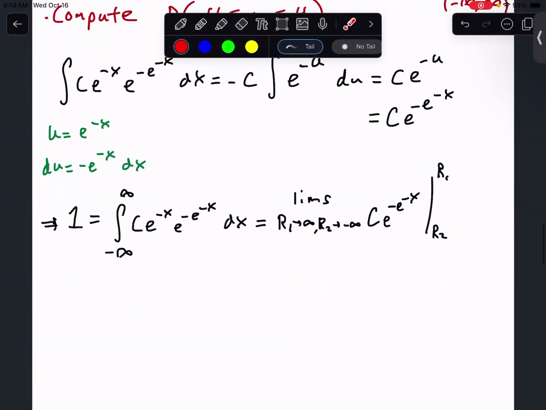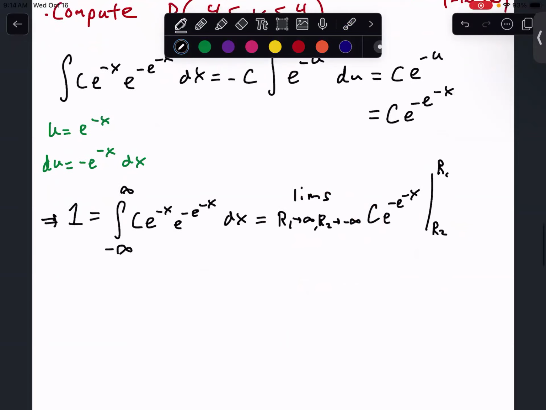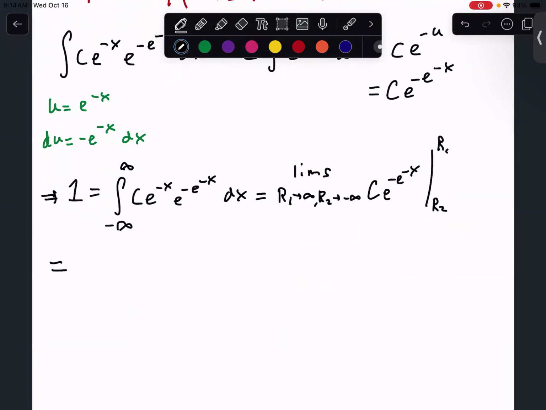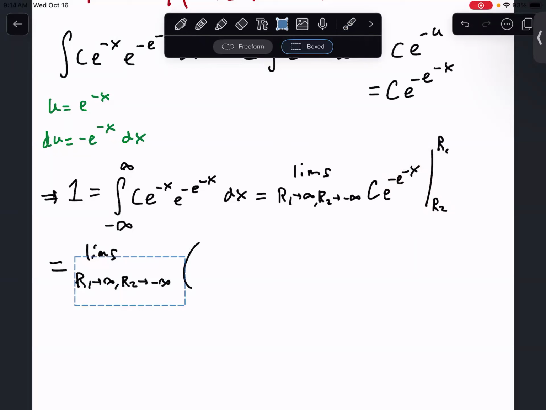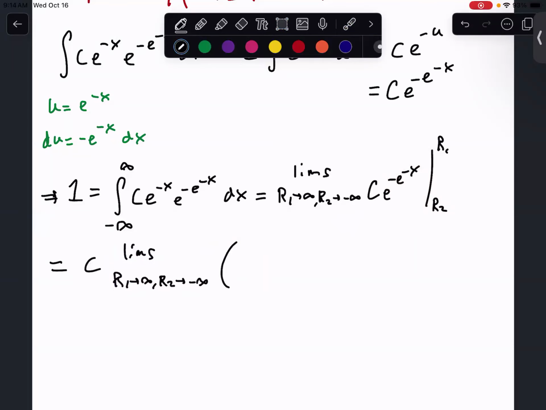Okay, and so now it's just a matter of plugging in r1 and r2 and then seeing what happens when you perform the limit. And so this is really going to be the same thing as the following. This is going to end up being the limits as r1 goes to infinity and r2 goes to minus infinity of what you get when you plug in r1 and r2 into this. And so you can write this out in the following way. Let's just take out the c from the limit. So this is going to be e to the minus e to the minus r1 minus e to the minus e to the minus r2.